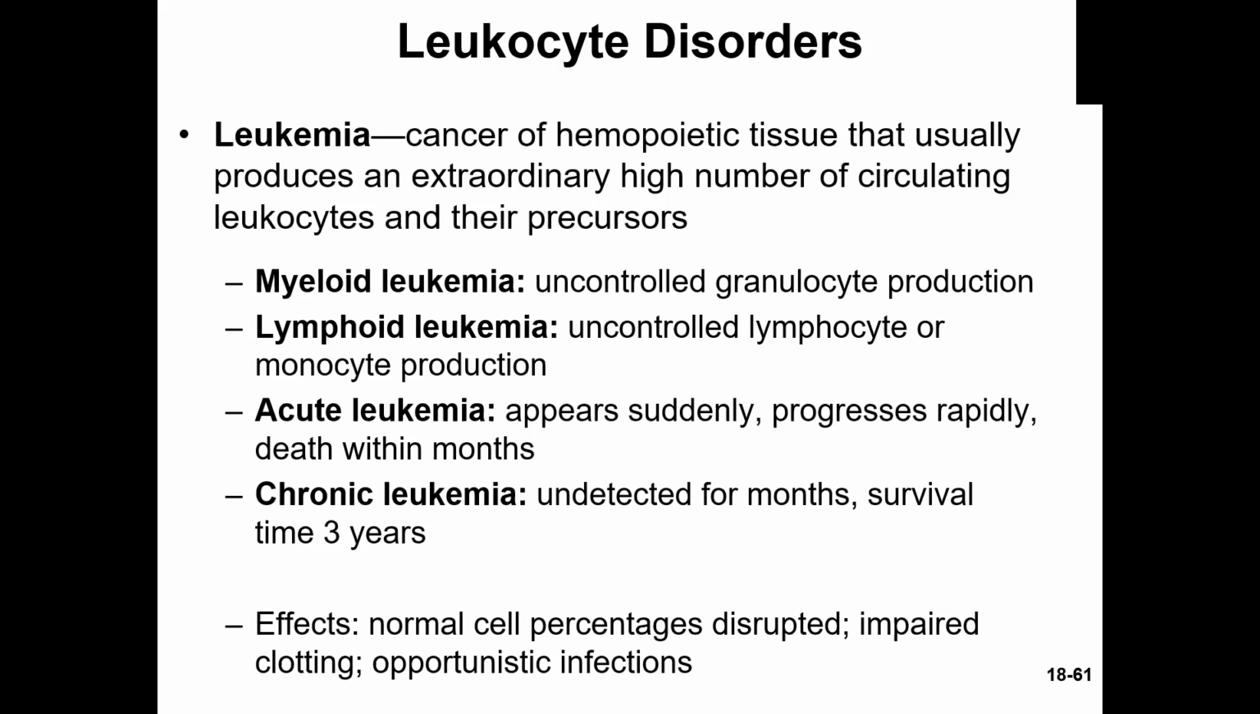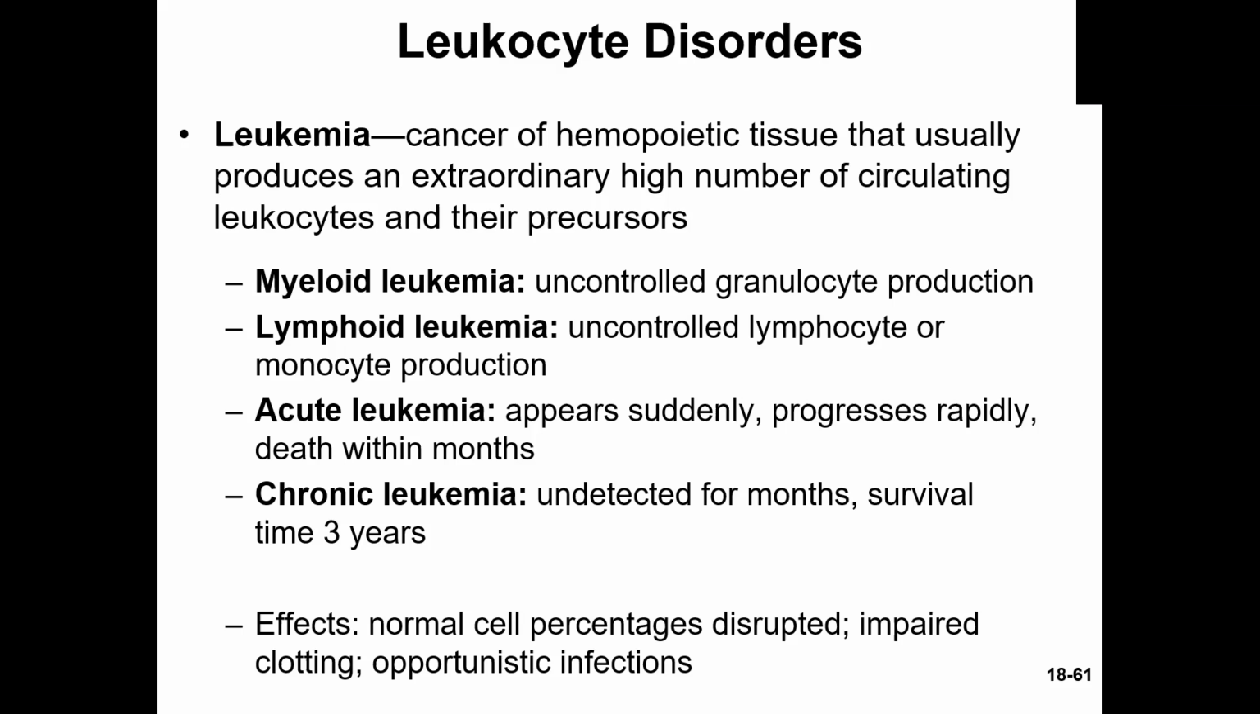Myeloid leukemia would be, remember, from that myeloid portion of the stem cell line, and uncontrolled granulocyte production. So we have something up primarily in that red bone marrow and beyond, really. If we have a lymphoid leukemia, we're going to have higher levels of our lymphocytes, being monocytes, or lymphocytes. Did I say monocytes or lymphocytes?